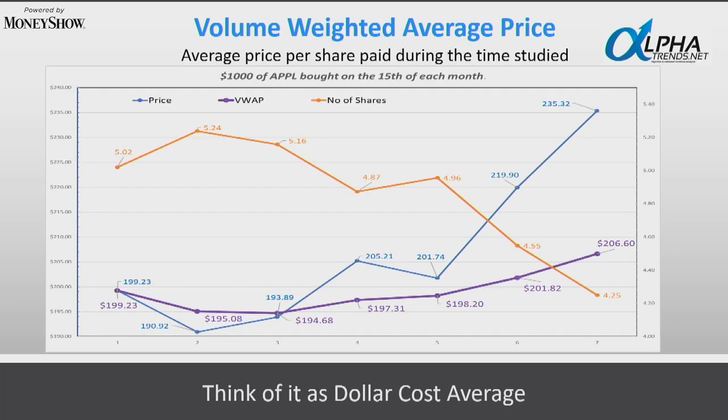It's like dollar cost averaging. If you look at this, this is Apple over the last 6 months. If you took $1,000, and each month on the 15th bought $1,000 worth of Apple, 7 months ago you would have bought 5 shares at $199.23. Then 6 months ago, you would have bought 5.2 shares. Last month, you would have bought 4 shares. You would have bought fewer shares because the price is higher. But this is your dollar cost average. That's what you have to report for your tax basis. That's how much you paid. That's your VWAP, your volume weighted average price.